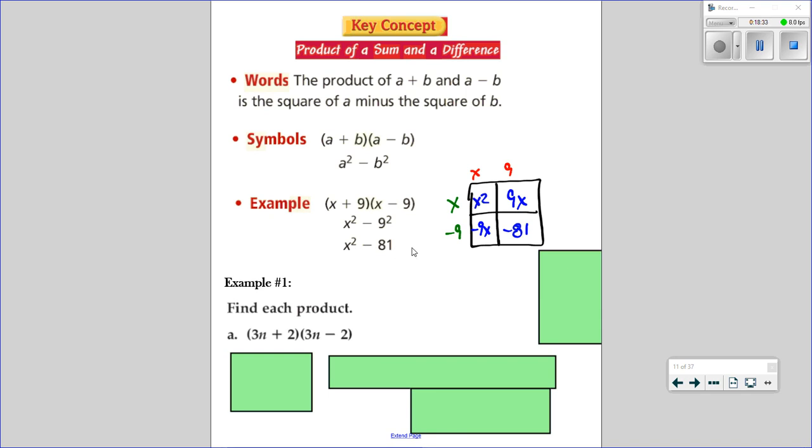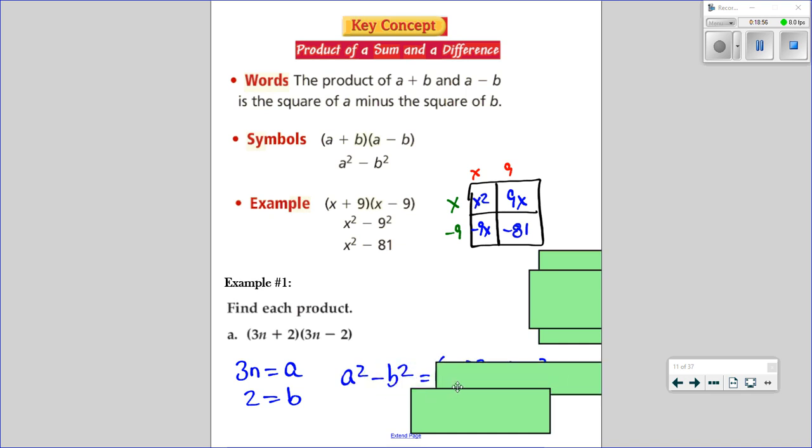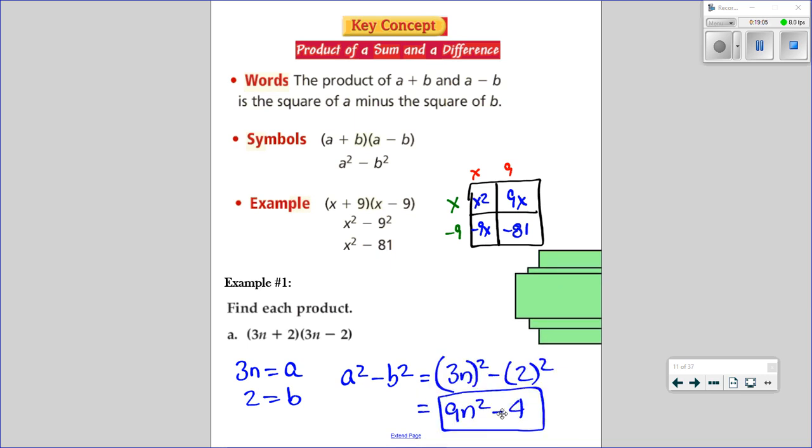So again, this is called the product of a sum and a difference. That's the positive and the negative. Let's look at this example. There's a plus and a minus. They have the same first and last term. So what I did here is a is going to be my 3n, and b is going to be my 2, based on this formula. When you use this formula, you just plug in whatever you had for a and b. You substitute it in there, you square it, and then you get your answer.